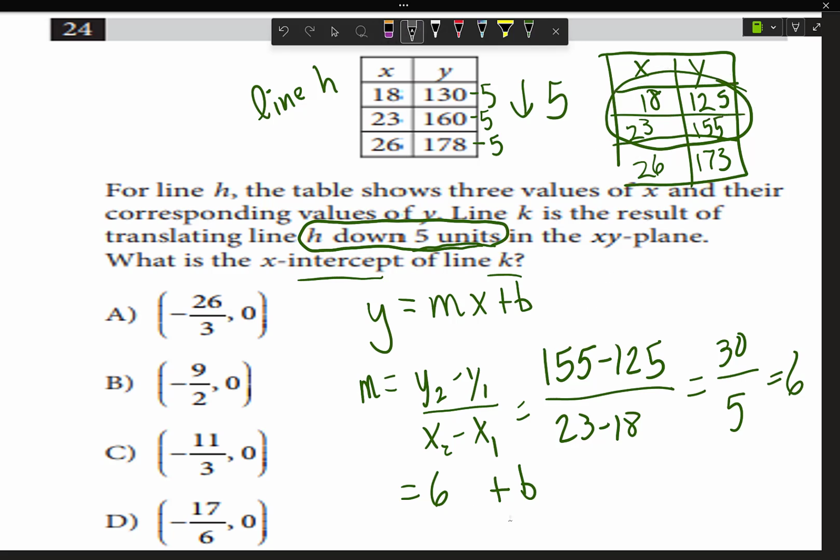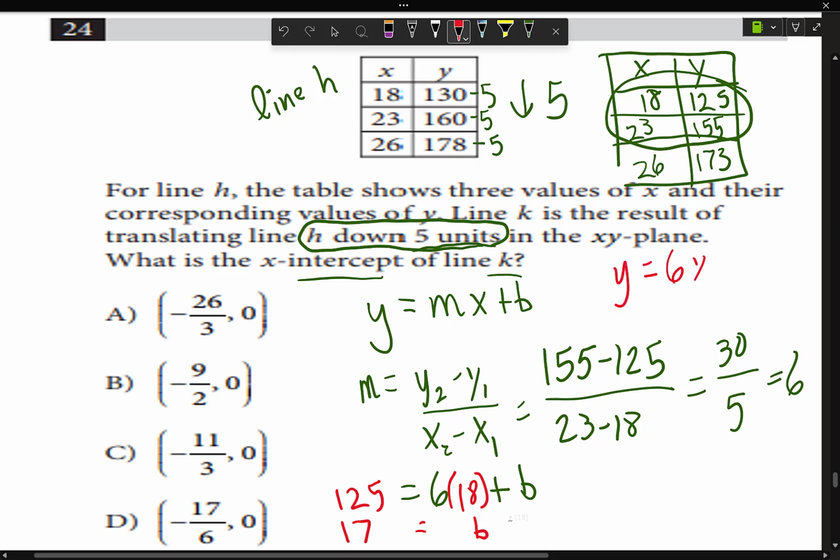So I'm going to replace the x with 18 and the y coordinate with 123. I didn't mean to use the magic pen there that erased everything immediately. All right, so we do that math. 6 times 18 is 108. We subtract that from 125. B is 17. So the equation of this line is y equals 6x plus 17.